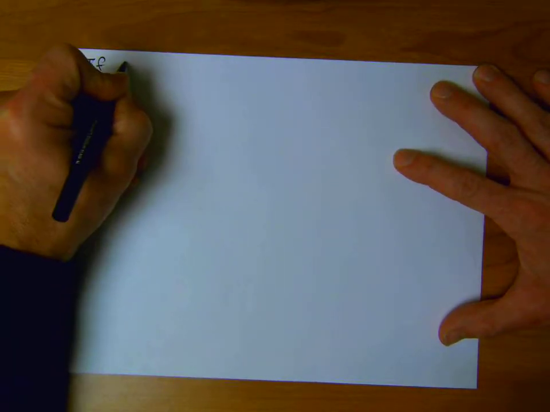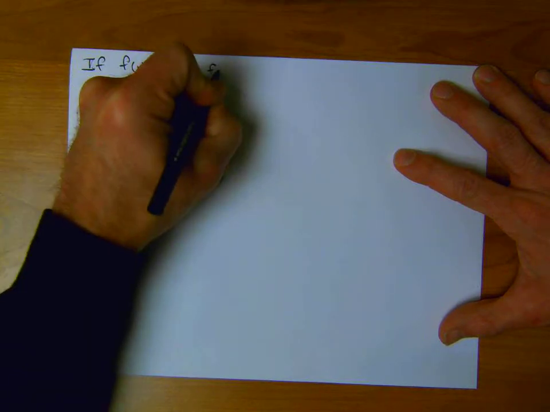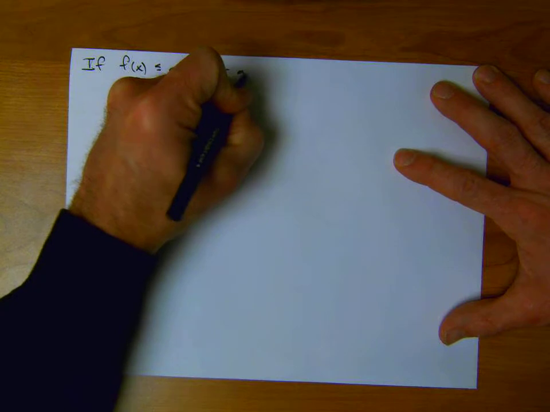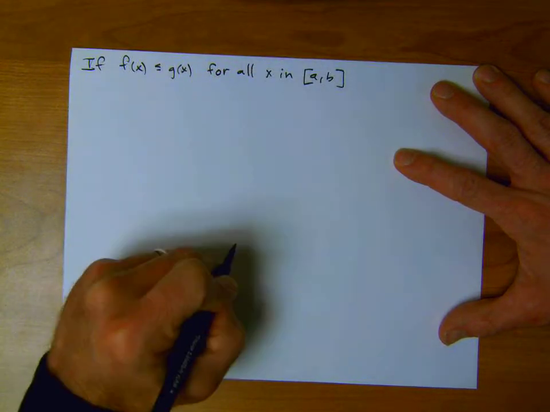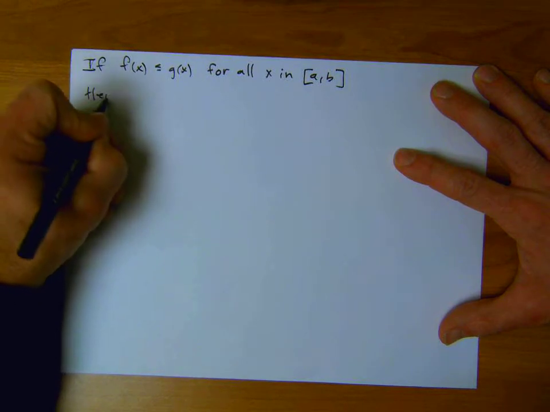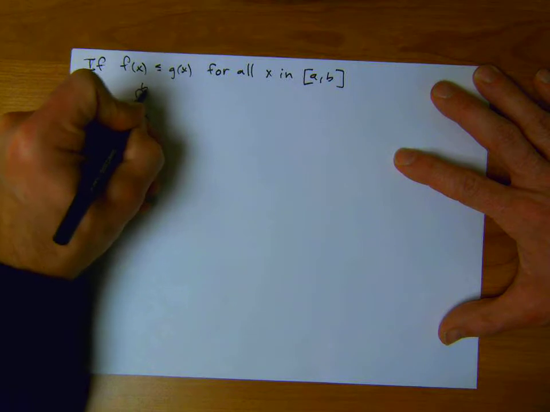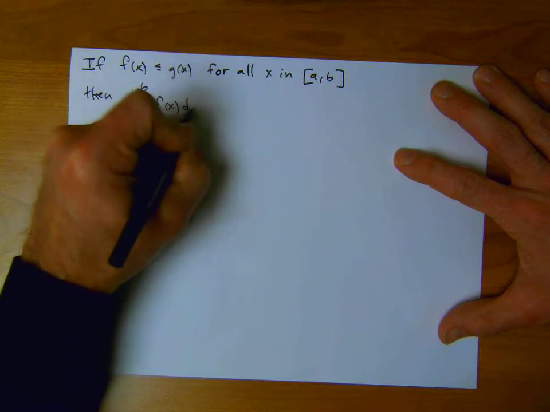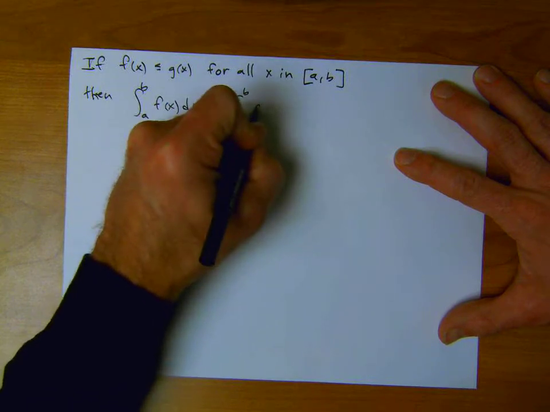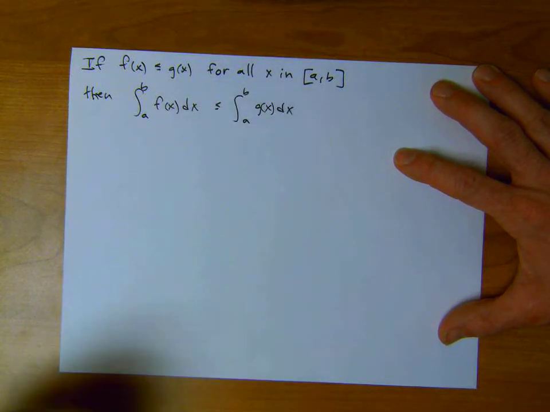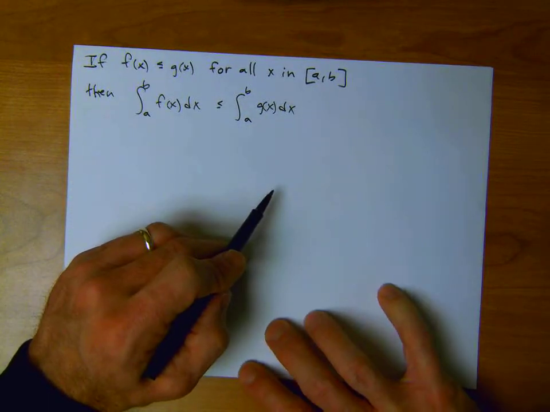If f of x is less than or equal to g of x for all x in some closed interval a, b, then the integral from a to b of f of x dx is less than or equal to the integral from a to b of g of x dx. And this also makes sense graphically, right?